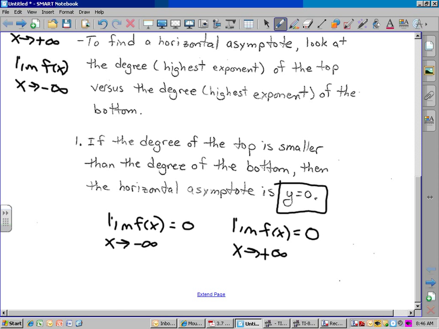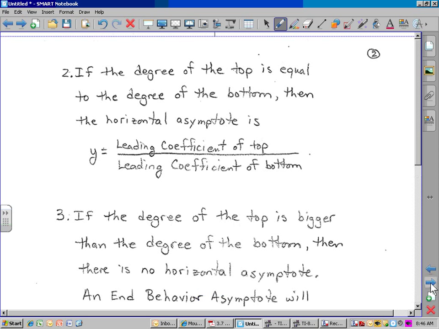That's the first case. What if they're equal? That's case number 2. If the degree on top is equal to the degree of the bottom, then there is a horizontal asymptote, and it is established by y equal to the leading coefficient of the top, which is a number, divided by the leading coefficient of the bottom, also a number.